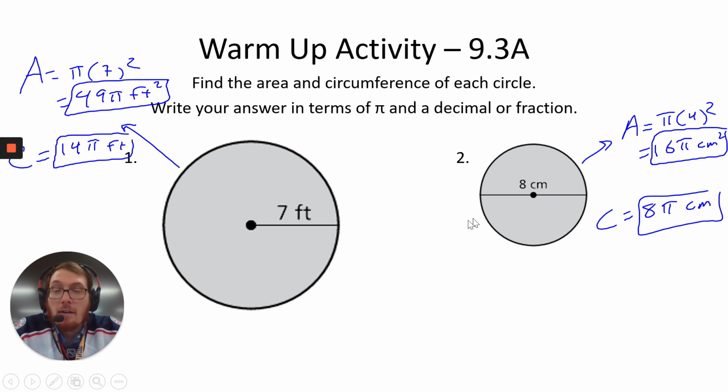The second one, the most common mistake, is people for the area do 8 squared, but remember it's pi times the radius squared, and the radius here is 4, so 4 squared is 16, and then times pi would be the area of that circle. The diameter is 8, so the circumference would be 8 pi centimeters. Remember, area should be in units squared, and the circumference, or the distance around the circle, should be just the units, because distance is one-dimensional, and area has 2 dimensions.